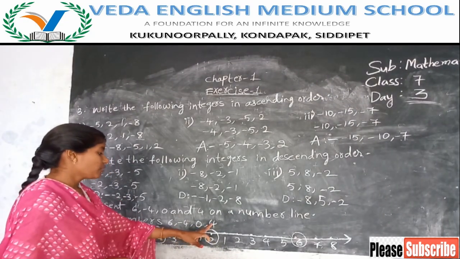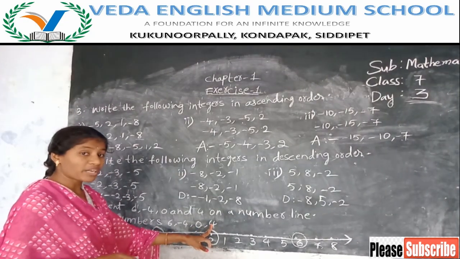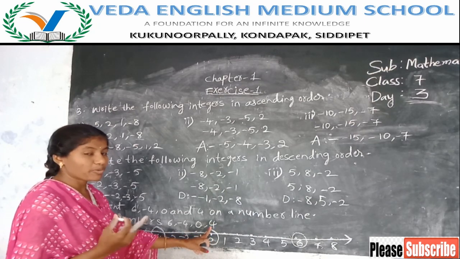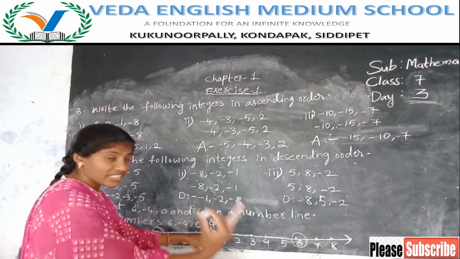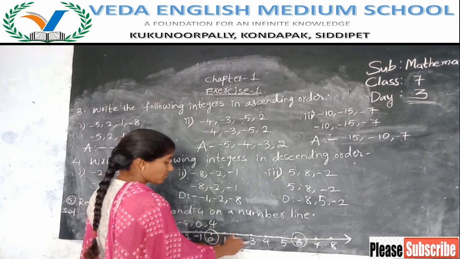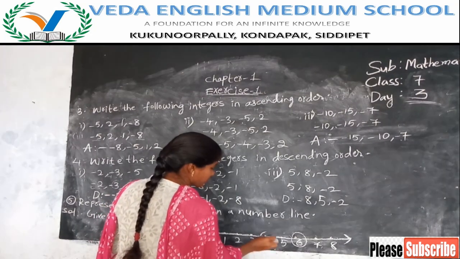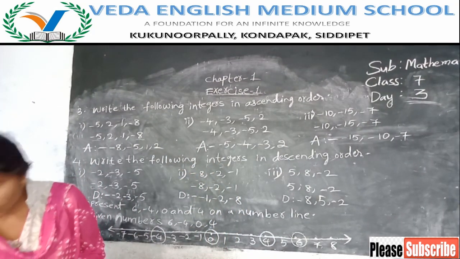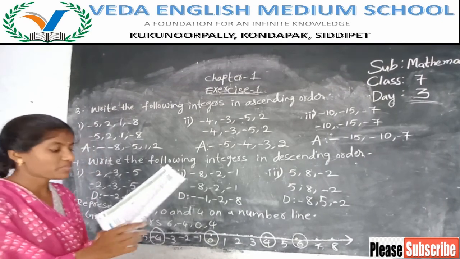Now last, 4. Is 4 +4 or -4? +4. +4 means positive or negative? Positive. Positive numbers lie on the right side, so we need 4 here. Where is 4? 1, 2, 3, 4. Okay? 4 has completed.